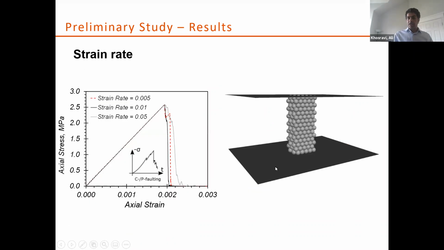Here you can see the effect of strain rate. We performed simulations using 3 different rates, changing from 0.005 meter per second all the way to 0.05 meter per second. And for this simple geometry, you see that strain rate has some effects on the behavior, changing it from axial brittle more towards CP faulting. However, the magnitude of the peak value doesn't change, something we believe is going to change if we go for a more complicated arrangement for the particles.